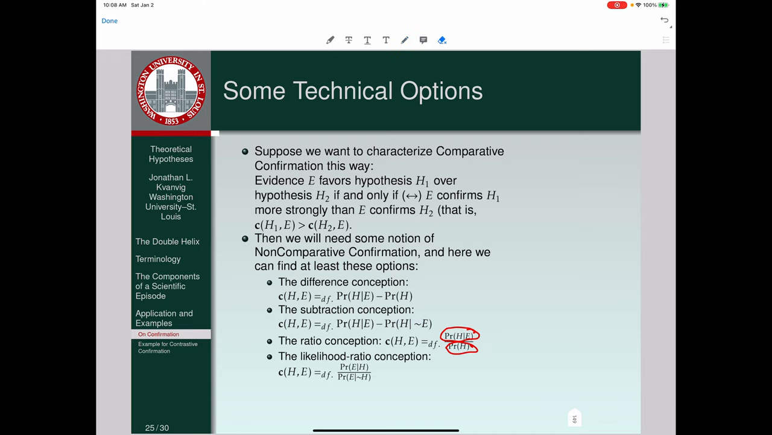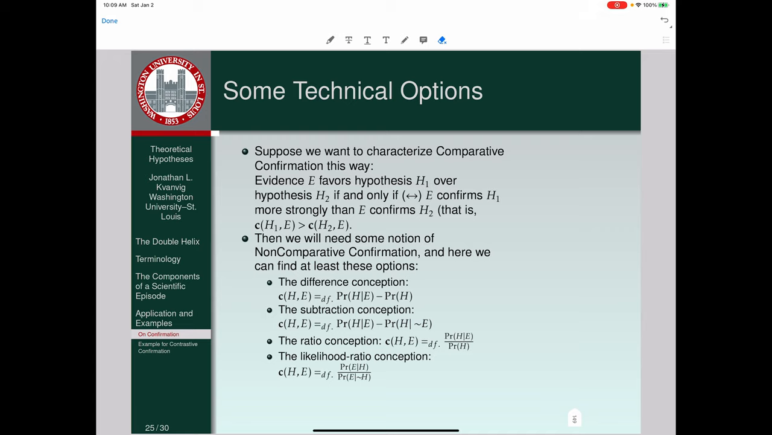Now remember, if we have a case of confirmation, the top number should be strictly larger than the bottom number. So we will have some number greater than one generated by the ratio conception. And then if you're comparing the degree of confirmation generated for two different hypotheses by the same evidence, you just look at the two numbers that are both going to be greater than one and you ask, does one number exceed the other number, and by how much? Then you'll know whether you have relational or comparative confirmation of one of the hypotheses over the other.